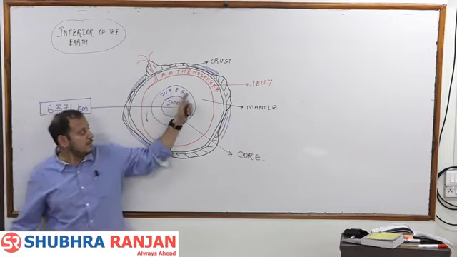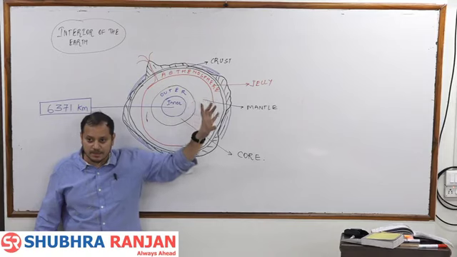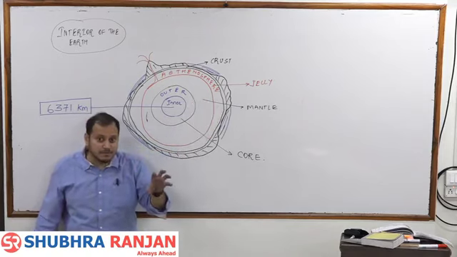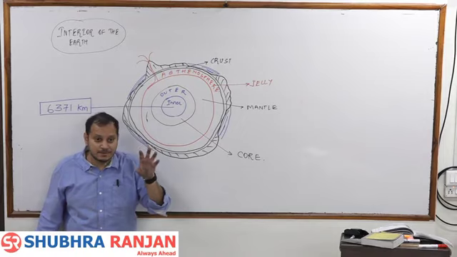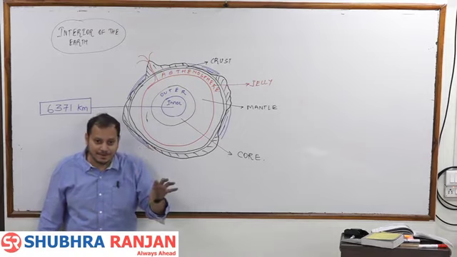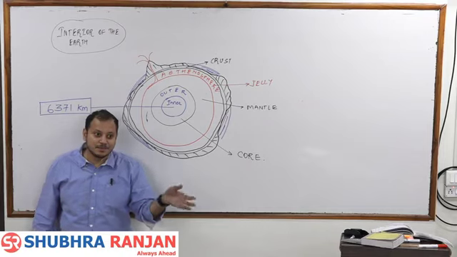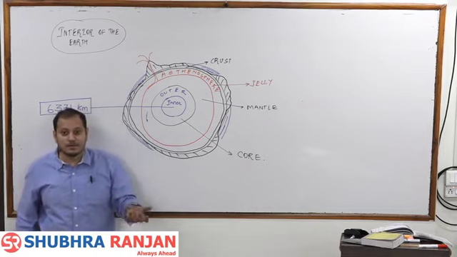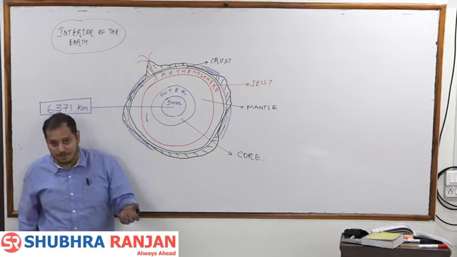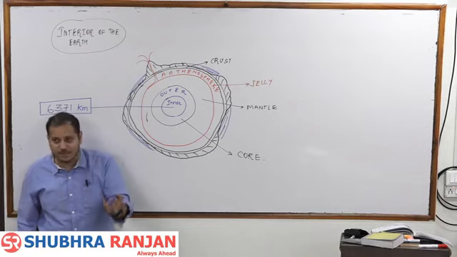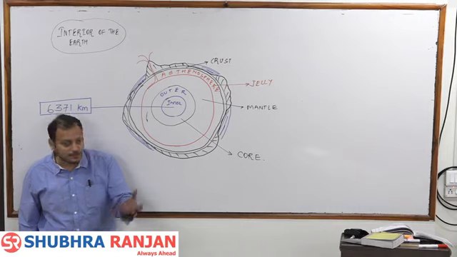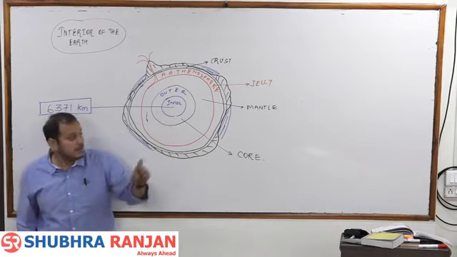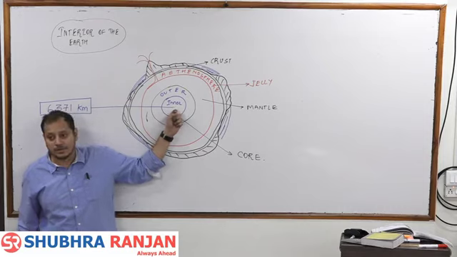I am using the word liquid, I am using the word jelly like in nature. Fine. This outer core is made up of mostly nickel. Core is mostly made up of iron and nickel, outer core is mostly made up of nickel, while the inner core is mostly made up of iron, because iron is more dense, wo aur niche chala gaya, it has settled down. And because it has settled down, even at high temperature it does not melt, and therefore inner core is solid in nature.